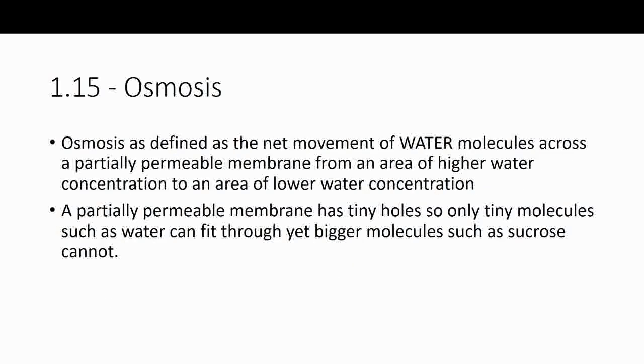1.15 also looks at osmosis. Osmosis is defined as the net movement of water molecules across a partially permeable membrane from an area of higher water concentration to an area of lower water concentration. A partially permeable membrane has tiny holes, so only tiny molecules such as water can fit through, yet bigger molecules such as sucrose cannot.